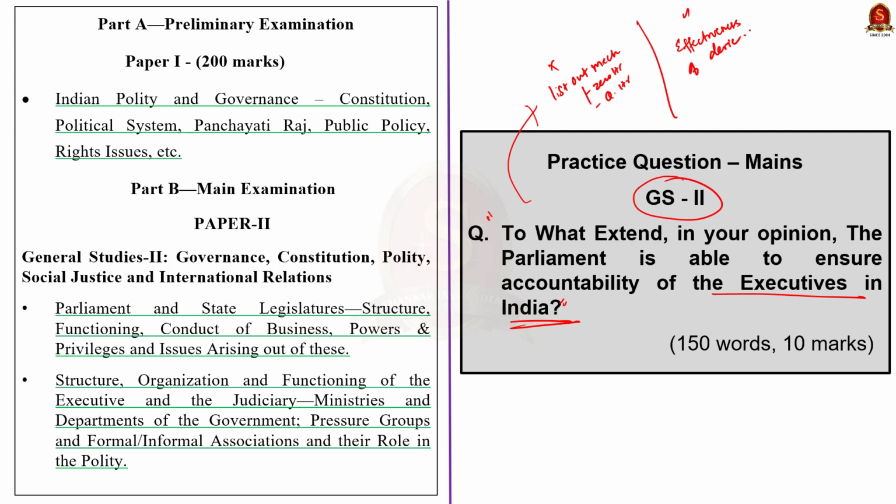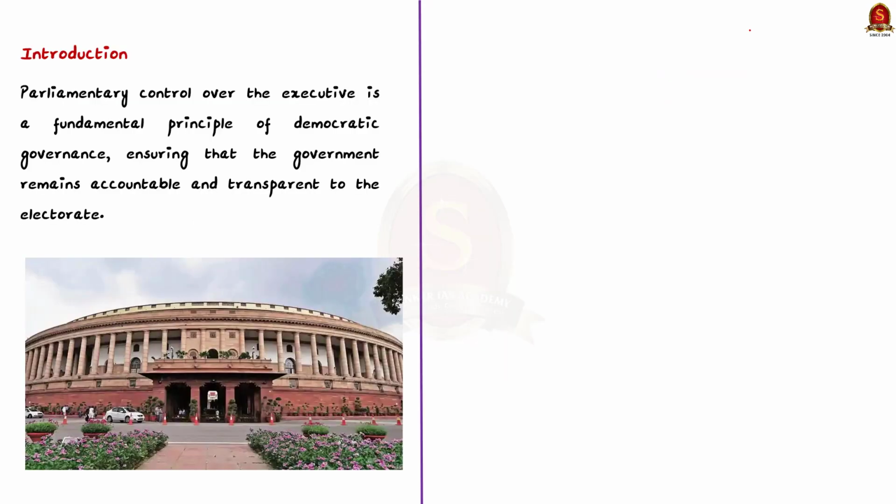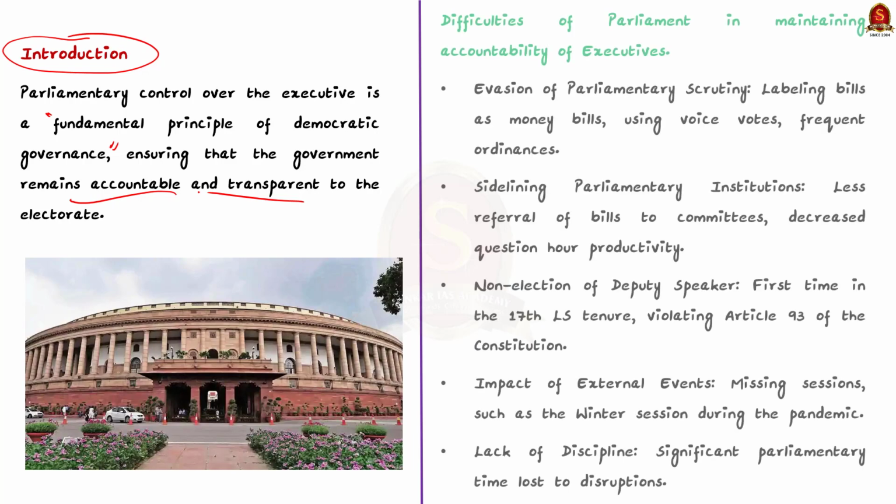Now let's start with a brief introduction about the need for Parliament to control the executive. Firstly, parliamentary control over the executive is a fundamental principle of democratic governance, ensuring that governments remain accountable and transparent to the electorate. Now, coming on to the body part of the answer, we need to write how effective the tools are. Although we have multiple tools to check the executive, we cannot say it works at its fullest due to the following reasons.